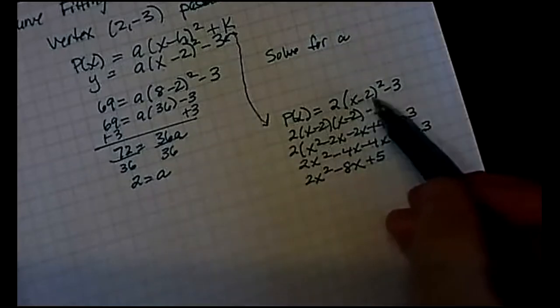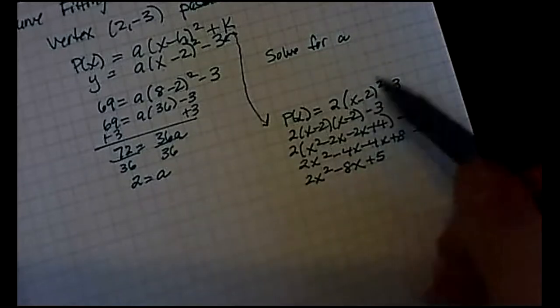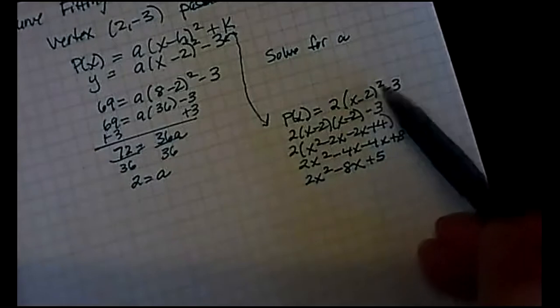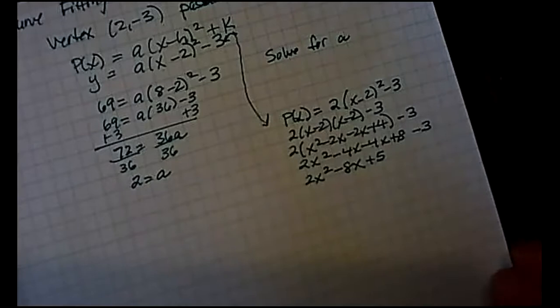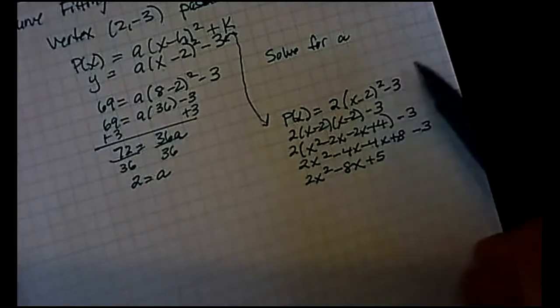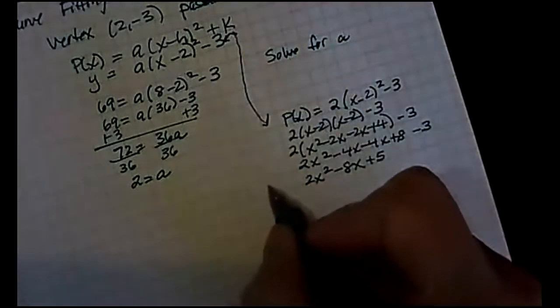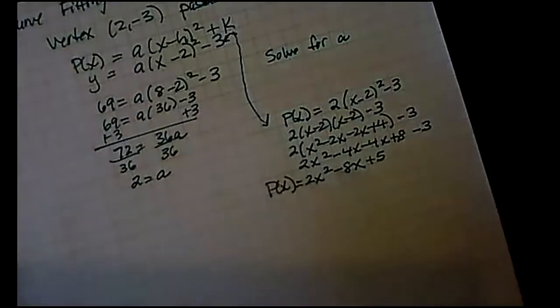You just got to remember you multiply this first. And this is not x squared minus 4. This is saying take x minus 2 times itself. So be aware of that, because a lot of students go x squared minus 4 and then the whole problem's wrong. So don't do that. All right, and this is your answer.